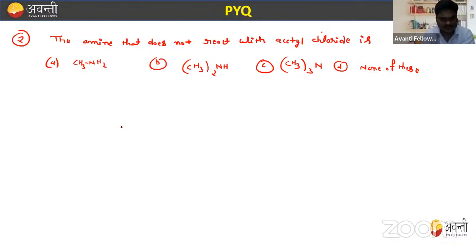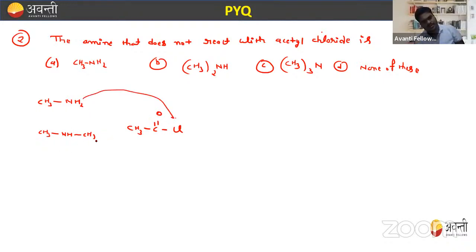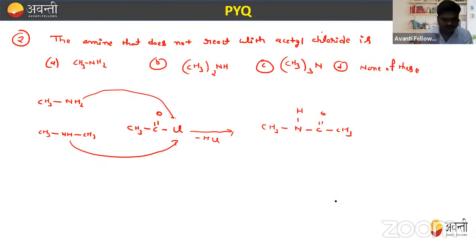Right. So we know what acetyl chloride is. That is nothing but CH3COCl. So if I'm talking about CH3NH2, or CH3NHCH3, these all have a hydrogen atom. This hydrogen atom reacts with this chlorine, with removal of HCl. And the formation is like CH3, N, and again this COCH3 and H. So this will be formed.